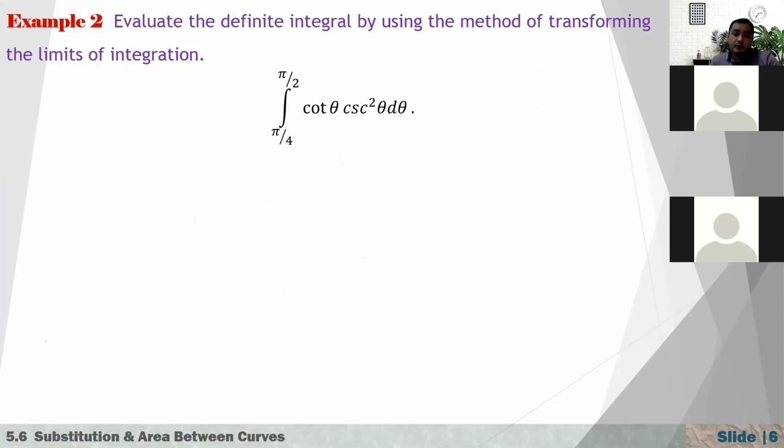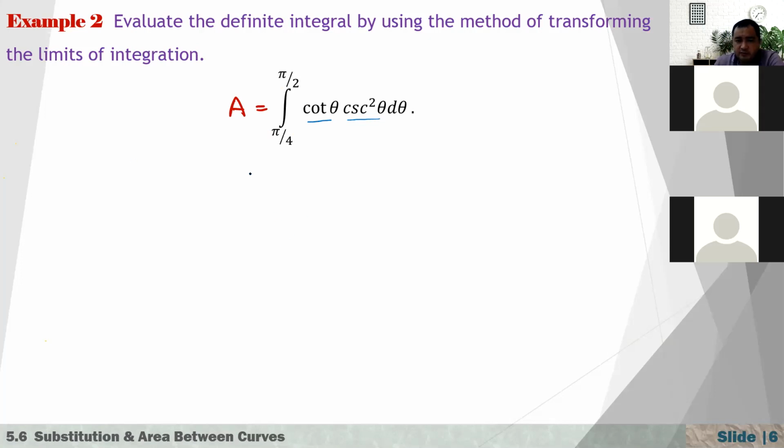Next, evaluate the definite integral by using the method of transforming the limits of integration. So we are just going to use the first method. Suppose that this integral is equal to a, and I'm going to calculate this integral a. So again, what is it? This cotangent of theta times cosecant squared of theta, right?